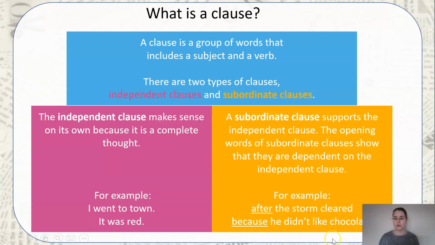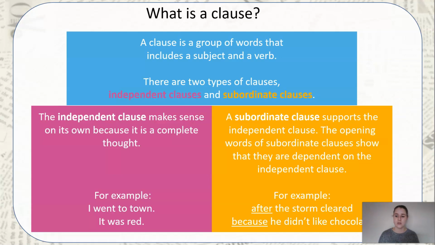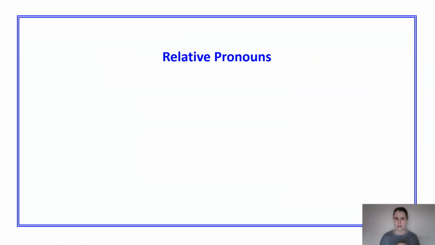When we look at a subordinate clause, this is an extra sentence that supports that main clause. So the opening words for a subordinate clause show that they're dependent, not able to stand on their own. They usually start with some form of a conjunction. Now that part of the sentence, if left on its own, does not make sense. But that is all revision for us, so that should be easy to follow. So let's look at relative clauses.